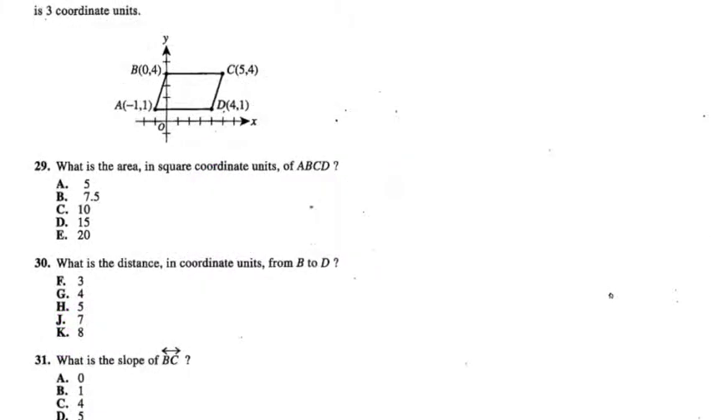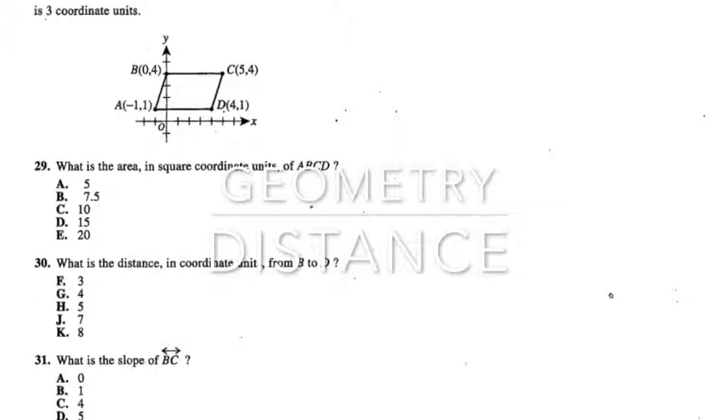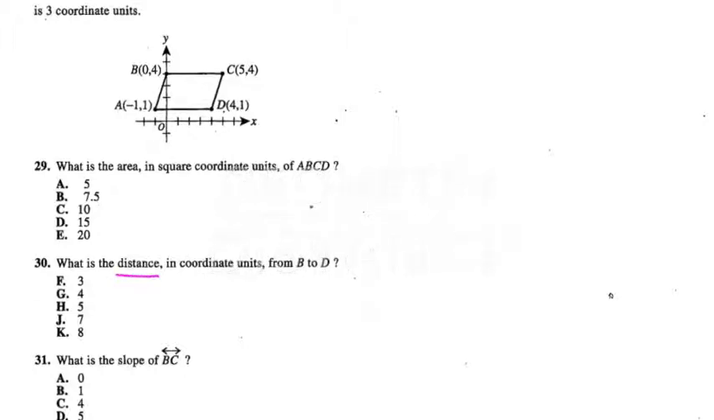Number 30 is also a geometry question. We are looking at distance. And with geometry questions, we can try to approximate before we do anything else. Here we're looking for the distance from B to D. From B to D, this is a diagonal. And we know that from here to here is 4, and even from here to here is 5. Those two lines look pretty similar in length.